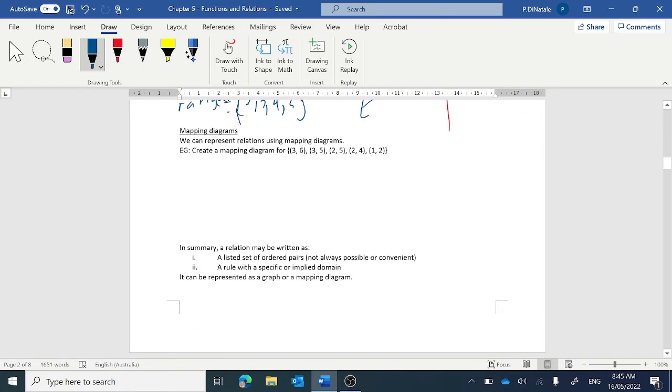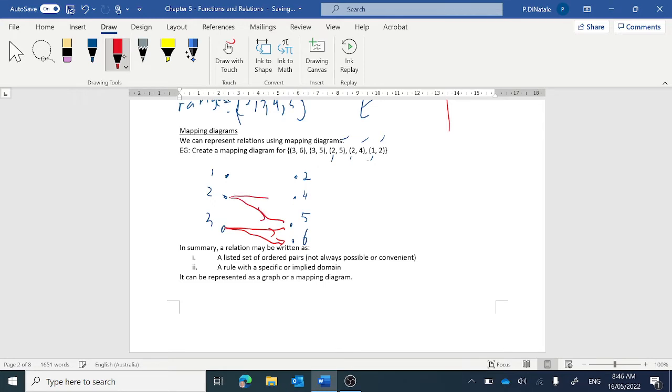We can also map them. A map is just written like this. We're going to write all the domain values here: 1, 2, 3. And then we're going to show an arrow as to where they can go. And the range values we can take are 2, 4, 5, and 6. So 3 goes to 6, and I'll do it in a different colour. 3 goes to 5, 2 goes to 5, 2 goes to 4, and 1 goes to 2.